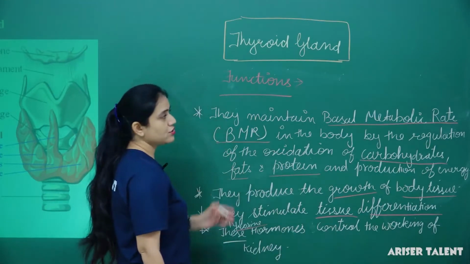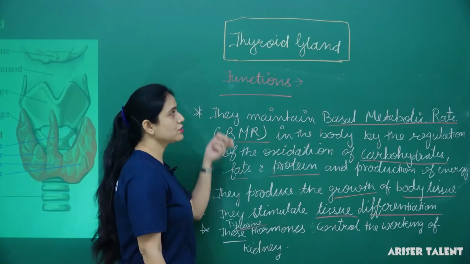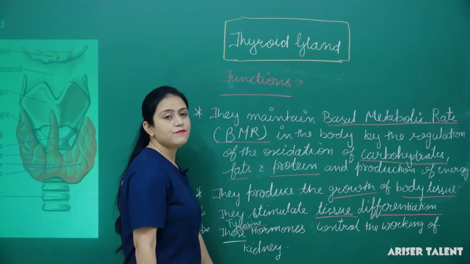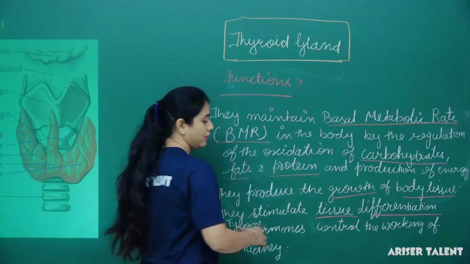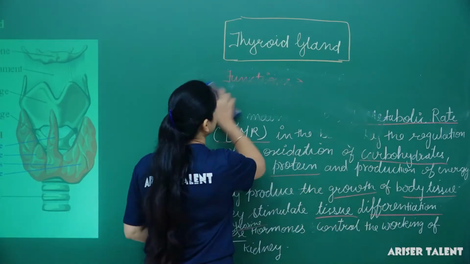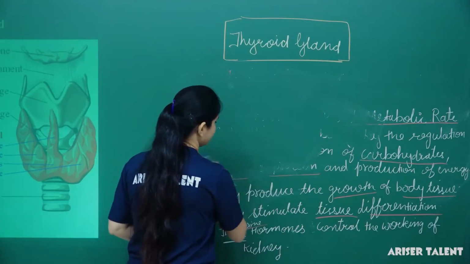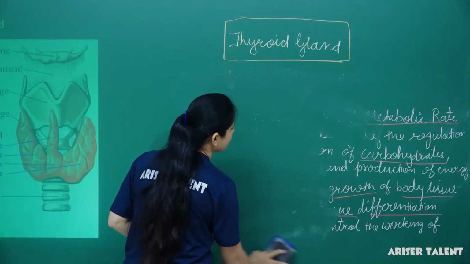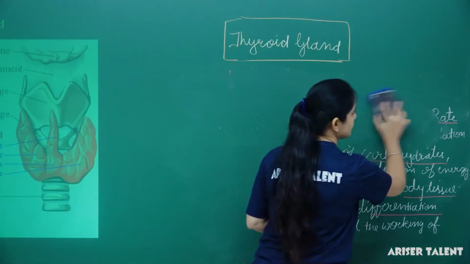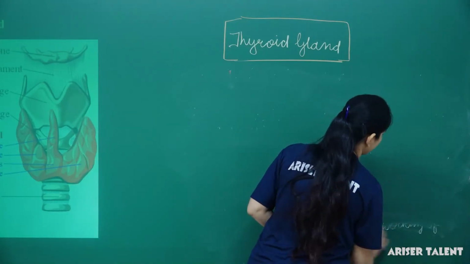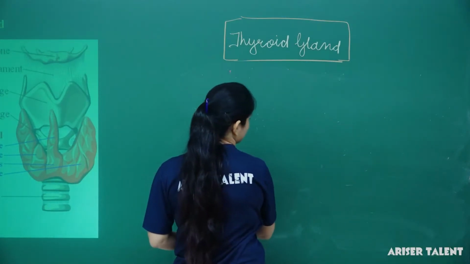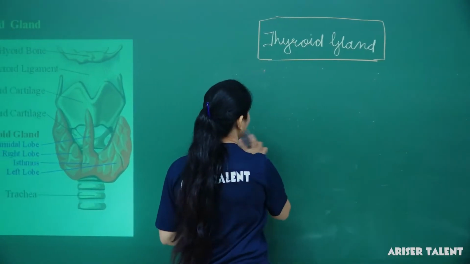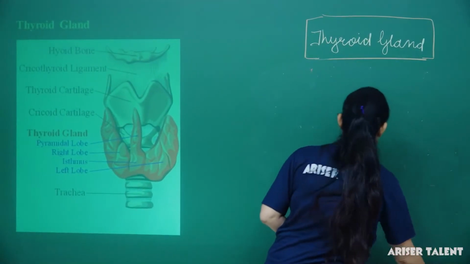So these are the functions of the thyroid hormones, especially thyroxine and triiodothyronine. Next, we will talk about the disorders. Disorders means when there is a deficiency or improper secretion of these thyroid hormones. Then, what are the diseases caused, or what is the harm caused to the body? Next is disorders.